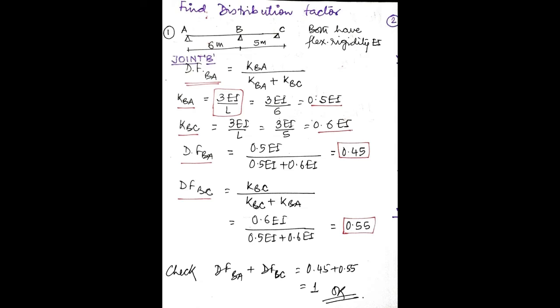So what will be the distribution factor of BA? 0.5 EI divided by KBA plus KBC, correct? So 0.5 EI divided by 0.5 EI plus 0.6 EI, which gives us 0.45. Similarly, the distribution factor for BC can be found to be 0.55. And you can check that after you find them individually, the summation of both distribution factors, DFBA plus DFBC, is equal to 0.45 plus 0.55, which is equal to 1. So this is the checkpoint.